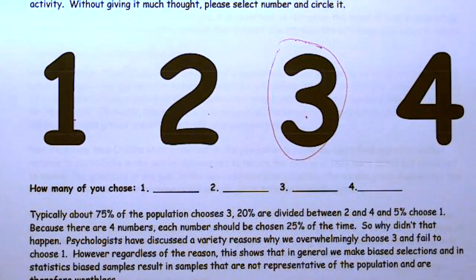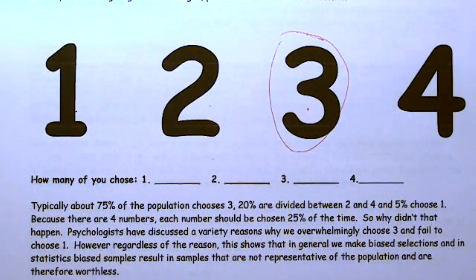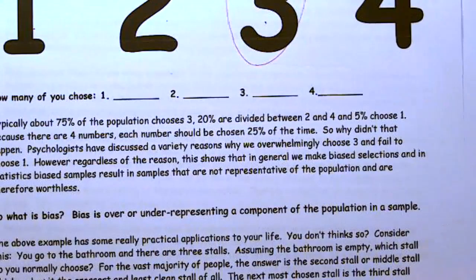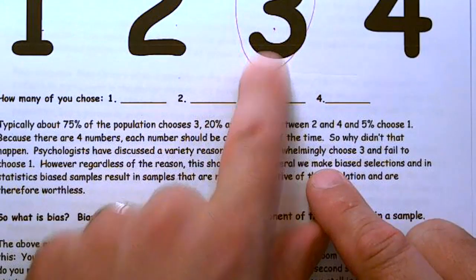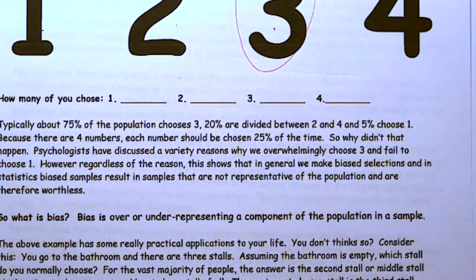And that's what bias is: overrepresenting a component of the population in the sample. So the very fact that 3 shows up 75%, or about 3 times more than it should, shows that we're biased towards 3 and biased against number 1.